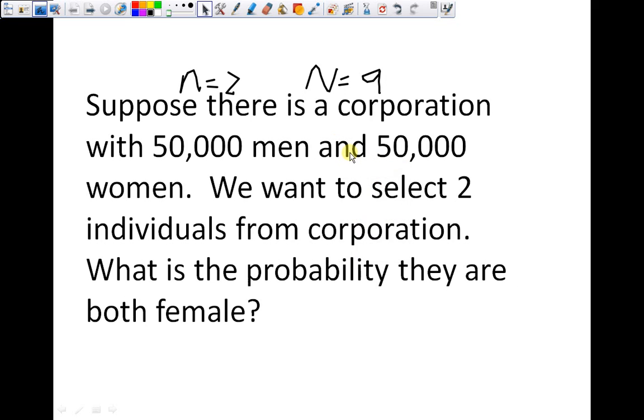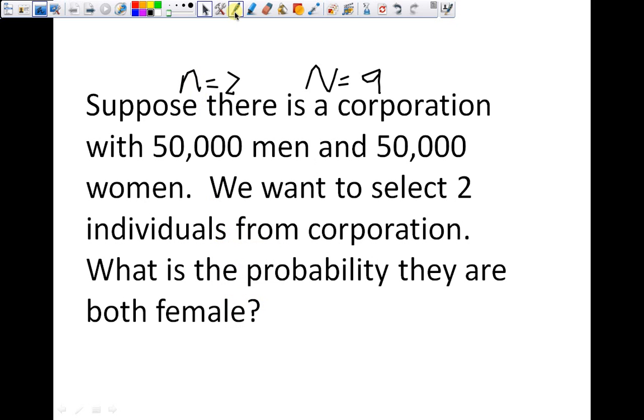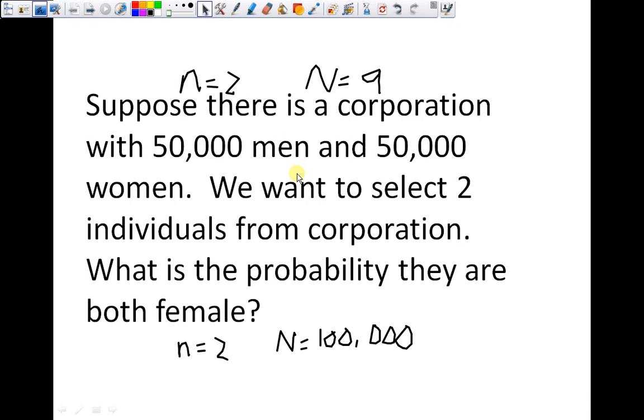So in this example, little n is still 2, but big N is 100,000. You're taking a sample of size 2 from a big population. Now this is much larger than 10 times, as you can see. But that's our guideline that we'll use, and that's the guideline that most people use. As long as your population is 10 times as large, then the probabilities are going to be really, really close, so it doesn't matter which one you use, sampling with replacement or sampling without replacement.